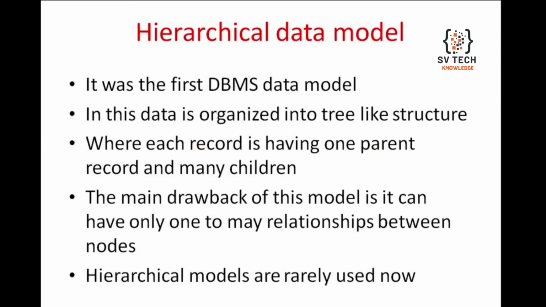Next, the hierarchical data model. It was the first DBMS data model. In this, data is organized into a tree-like structure where each record has one parent record and many children. The main drawback of this model is it can have only one to many relationships between nodes. Hierarchical models are rarely used now. Now we mostly use relational models.